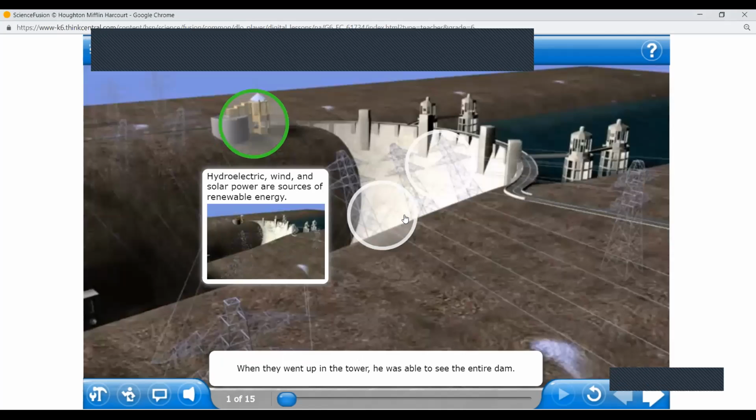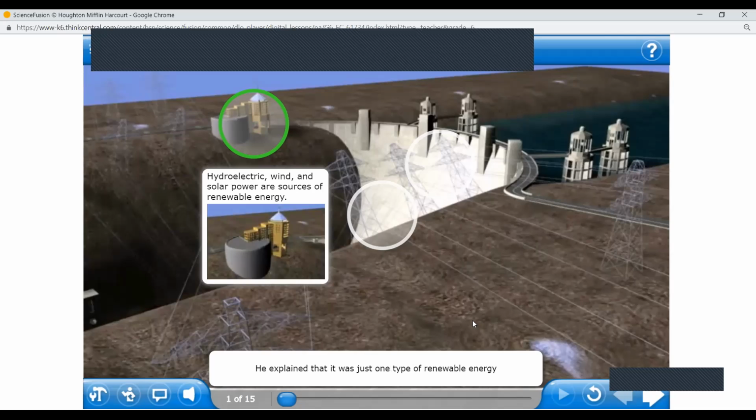When they went up in the tower, he was able to see the entire dam. Seth's dad told him he was proud to work at a hydroelectric energy station because it was using renewable energy and it was such a historic place to work. He explained that it was just one type of renewable energy and that other types of renewable energy were becoming more popular, like wind and solar energy. Seth thought it would be good to add wind energy to the dam because it was very windy up in that tower. See, dad took him up to the tower, and he said this is the main station where they control, and it was very windy there.